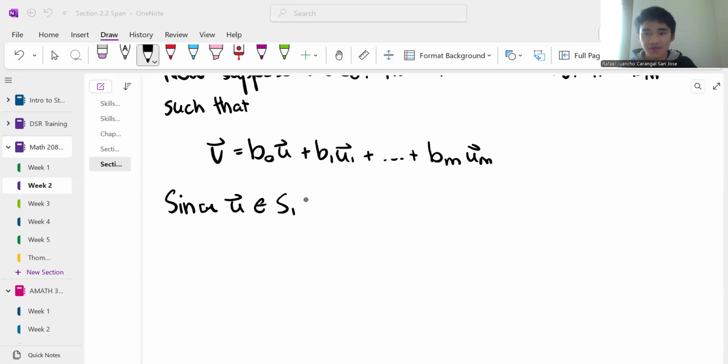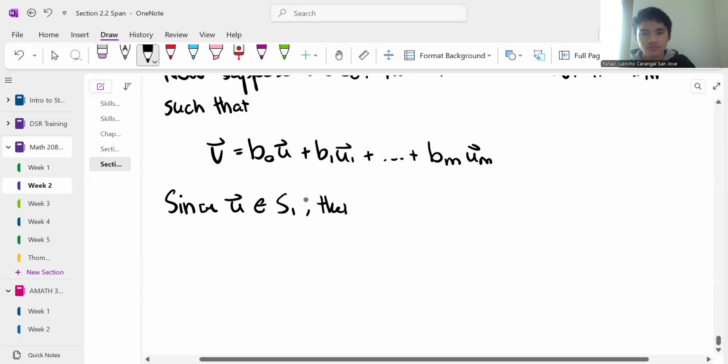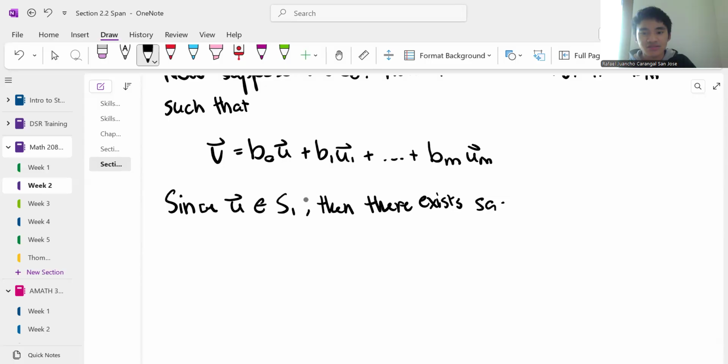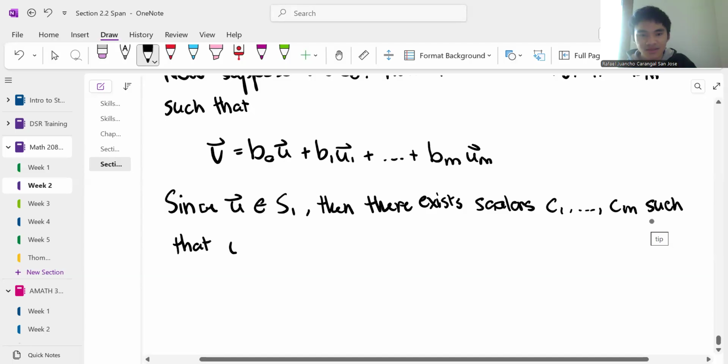Or that's what we're claiming. Then there exist scalars C such that, okay, can we put this all together? The U is actually a linear combination of these guys. I'm waiting for it to be together.